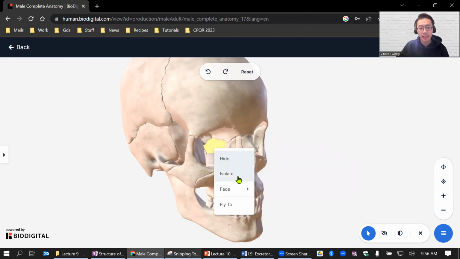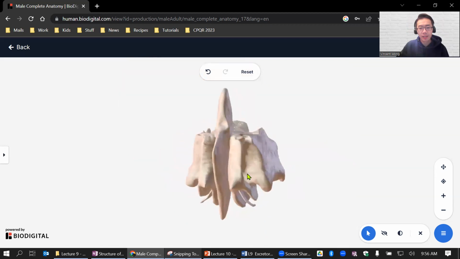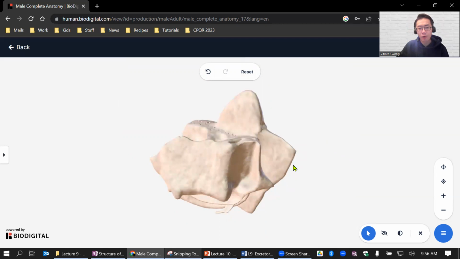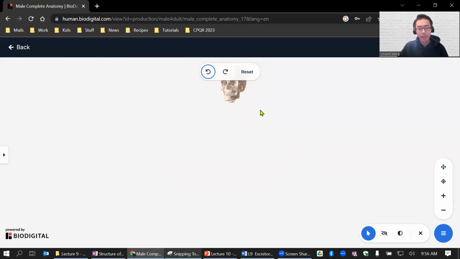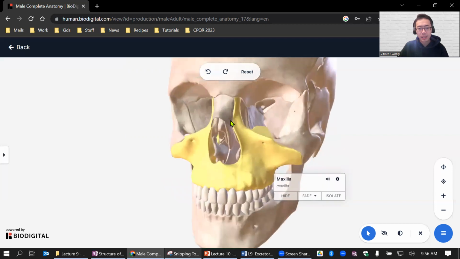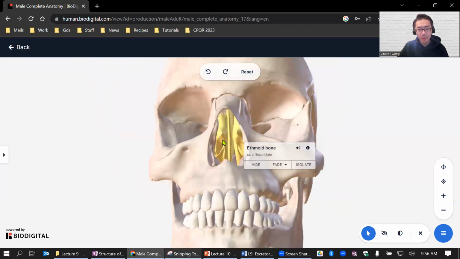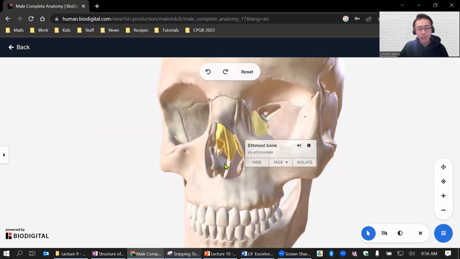Let me isolate that for you. There is your ethmoid bone, and that forms part of your nasal septum. Like your two nostrils, on the inside they're separated by a wall. That's part of the ethmoid bone right there. You can see right here, that's the ethmoid bone, and that's the nasal septum I was talking about.